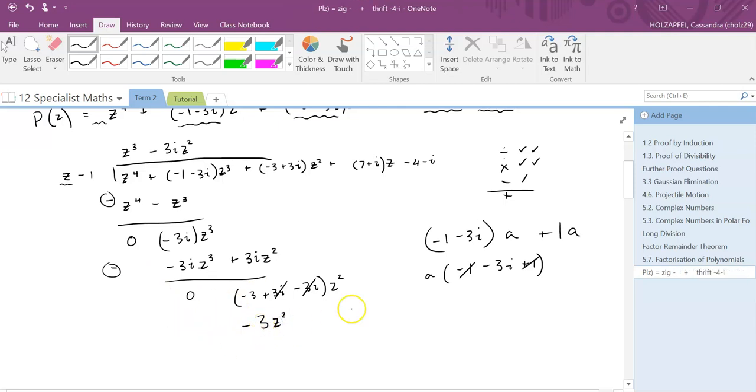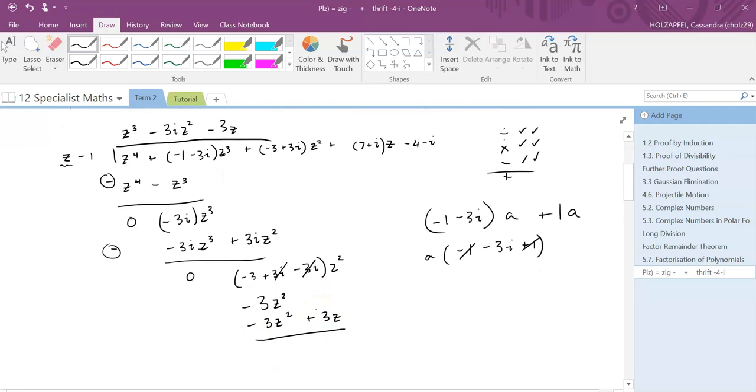All right, so same thing again. We've done our subtraction, repeat the cycle. Z fits into negative 3z squared, negative 3z times. Negative 3z times by my linear factor is going to give me negative 3z squared plus 3z. Then I'm going to do my subtraction. So negative 3z squared minus negative 3z squared is going to be 0.